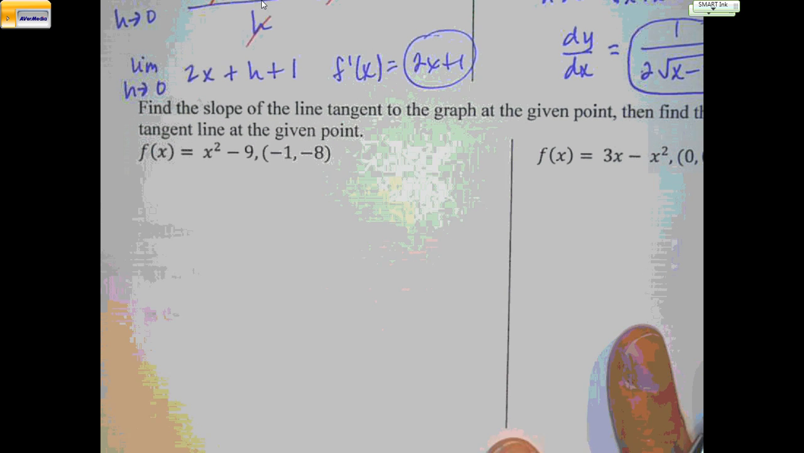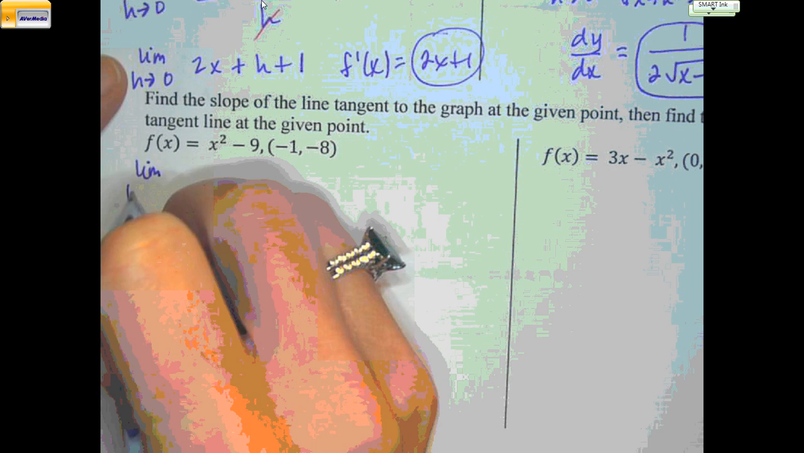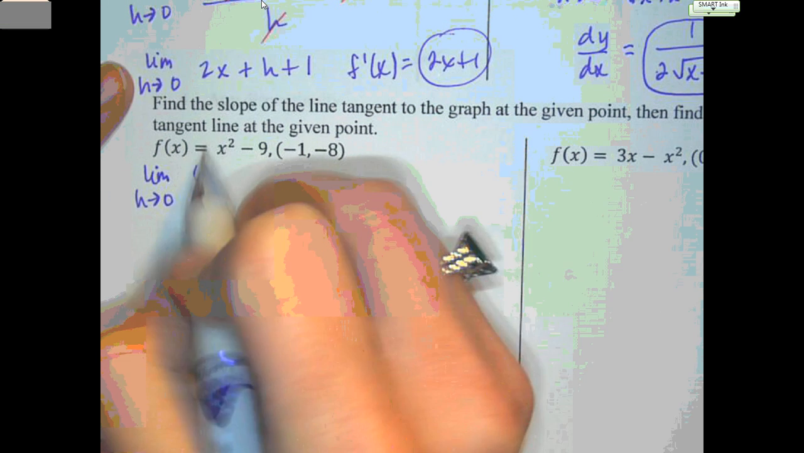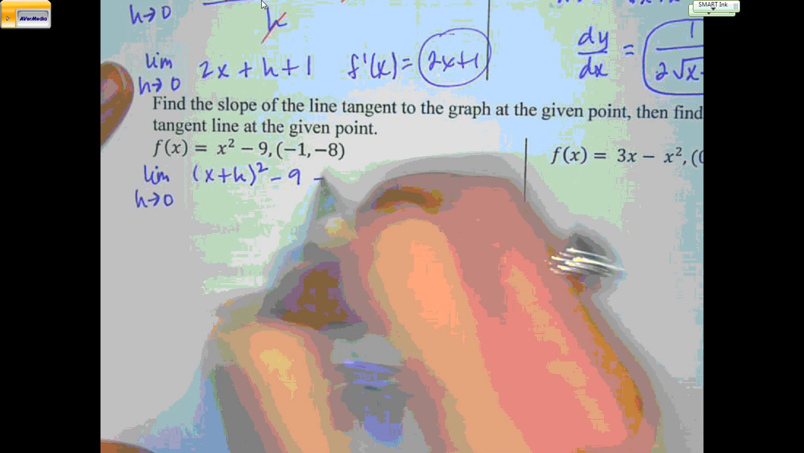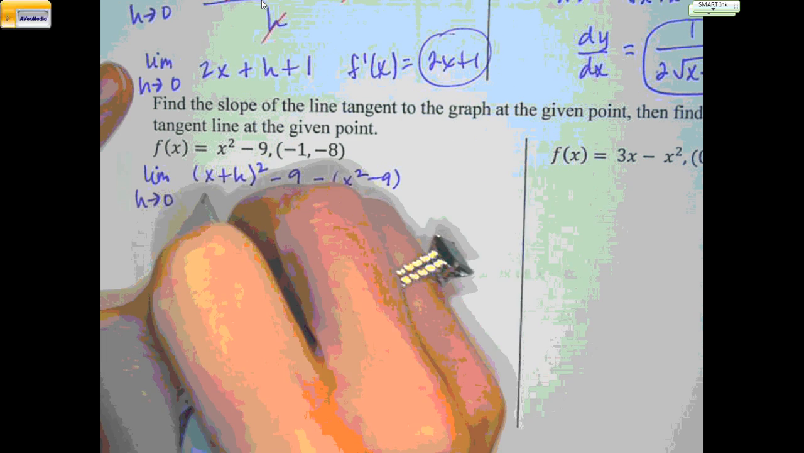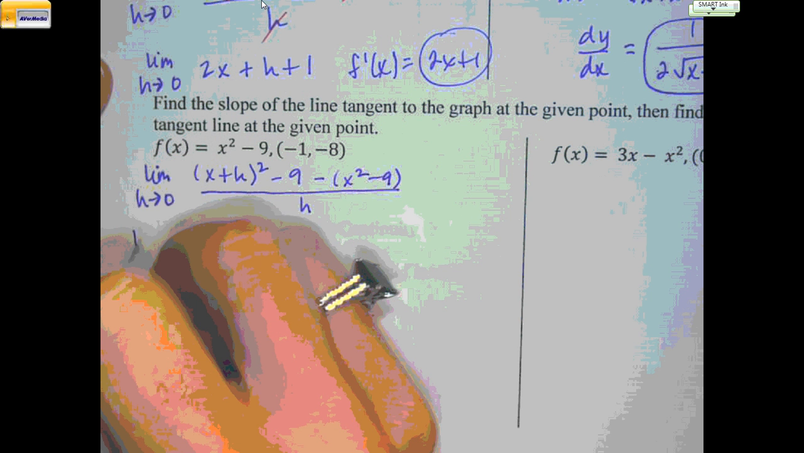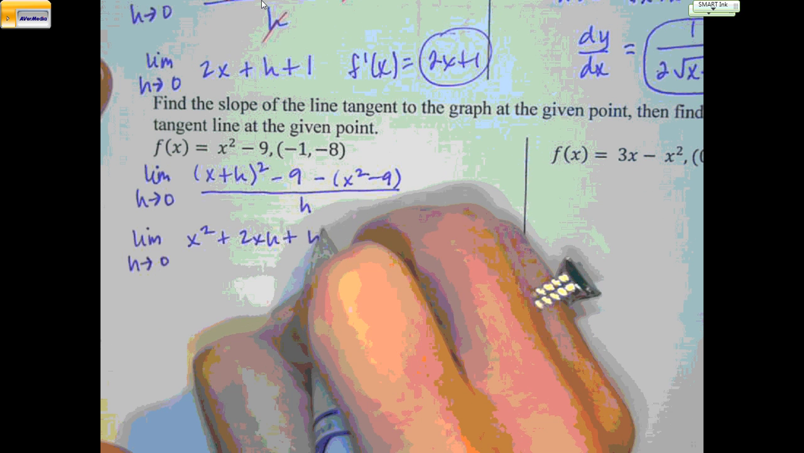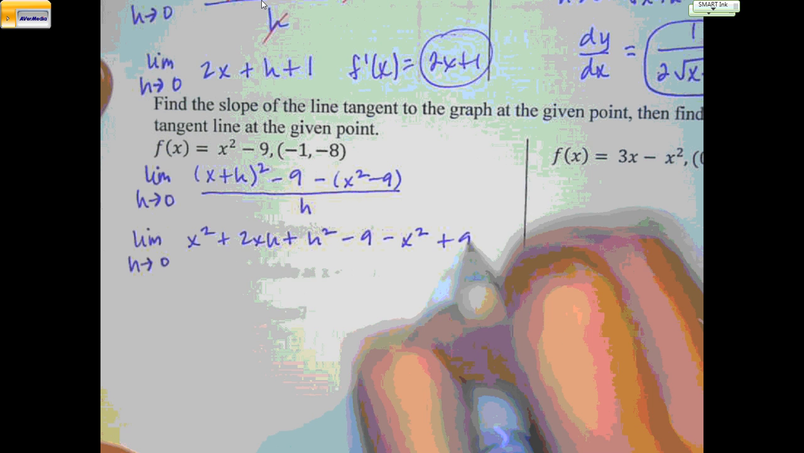So the first step is to find the derivative. So we have the limit as h approaches 0. Everywhere I see an x, I put an x plus h. So I have x plus h, the quantity squared, minus 9, minus the original function, so minus x squared minus 9, all over h. We use our algebra to give us x squared plus 2xh plus h squared minus 9. Distribute the negative, all over h.